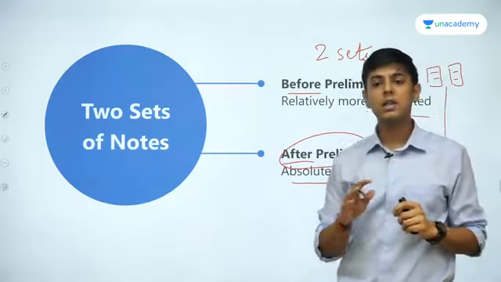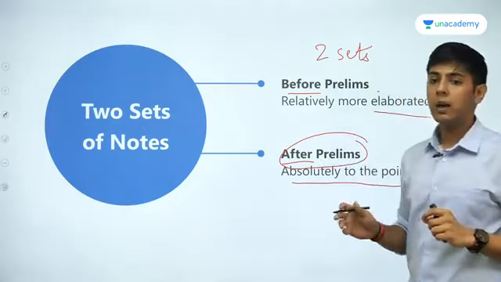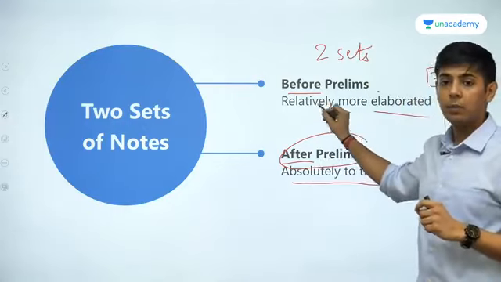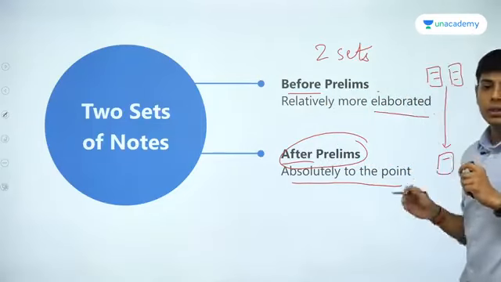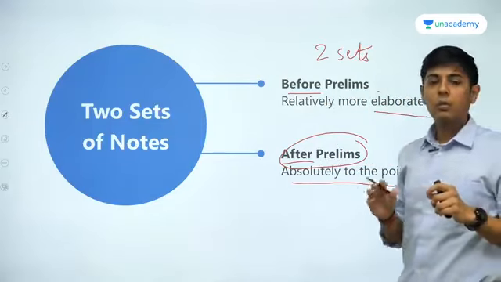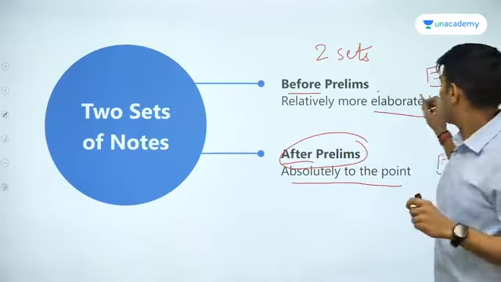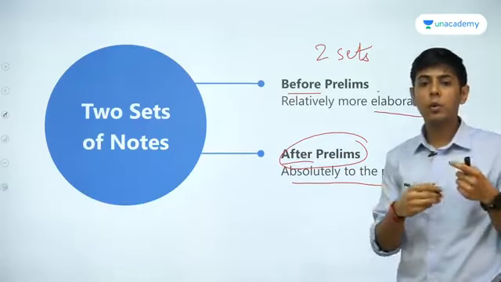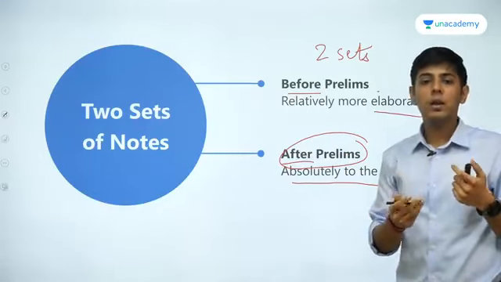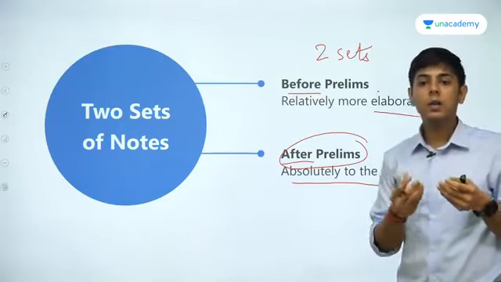This is true for each and every topic. So that is why before prelims, you have to be a little more elaborate. I'm not saying again that you make long notes, but relatively more elaborate, and then you can convert them into absolutely to the point notes. I am going to show you demos as well, and I am going to show you how to do it, so that it saves your time and can actually help you.